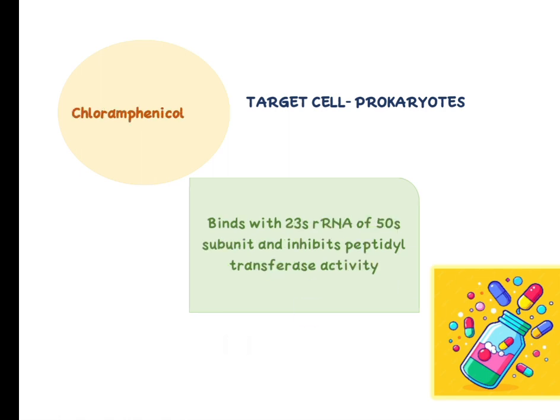Next is chloramphenicol. The target cell is prokaryotes. It binds with the 23S rRNA of the 50S ribosomal subunit. As we all know, the 23S rRNA is responsible for the peptidyl transferase activity. So if the antibiotic gets attached to this rRNA, then automatically that peptidyl transferase activity will get inhibited and no peptide bond will form. Thus the polypeptide chain can't be formed, so the protein synthesis will be inhibited.